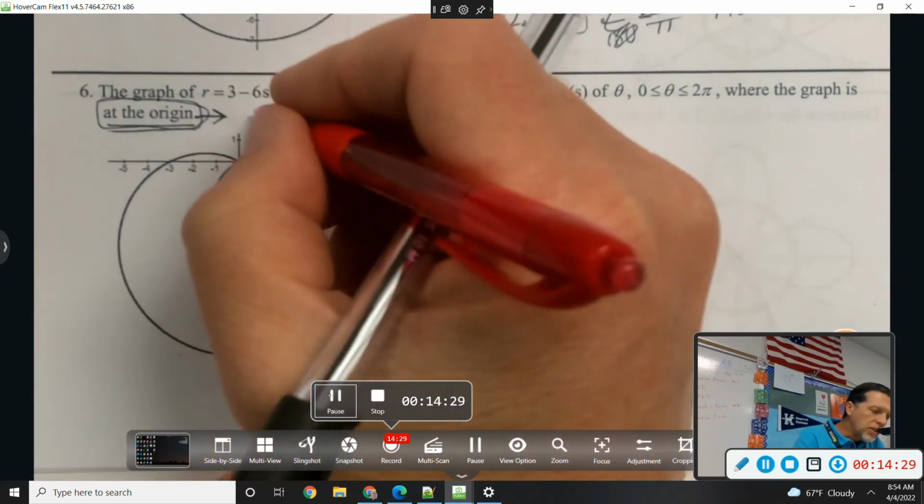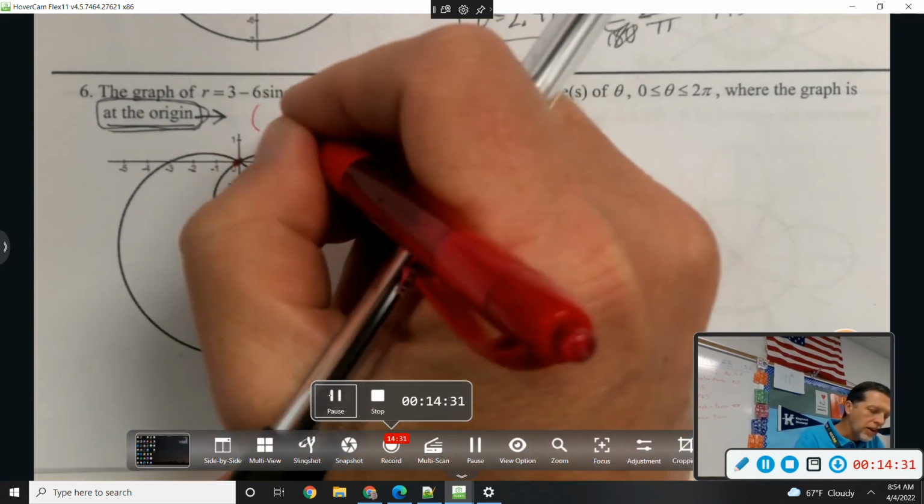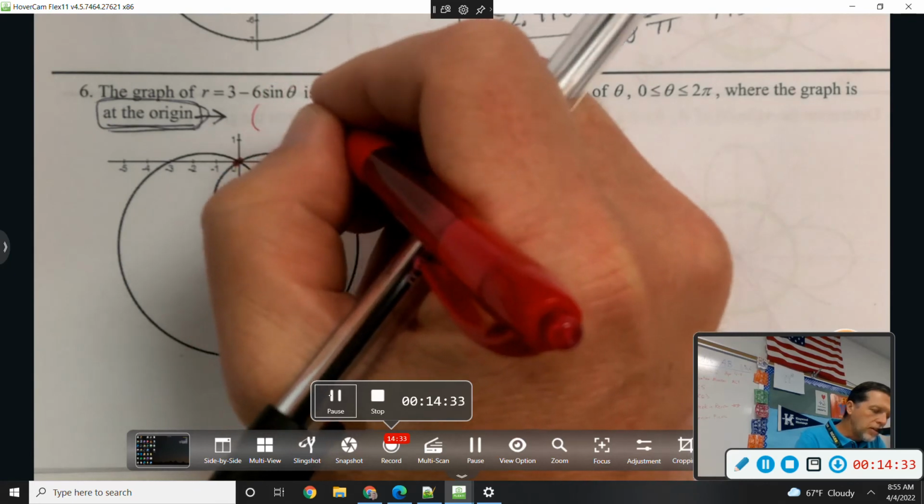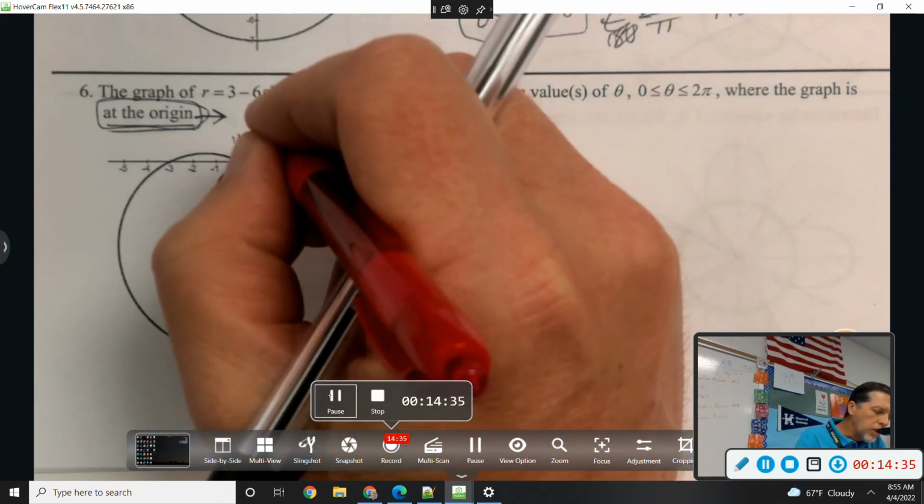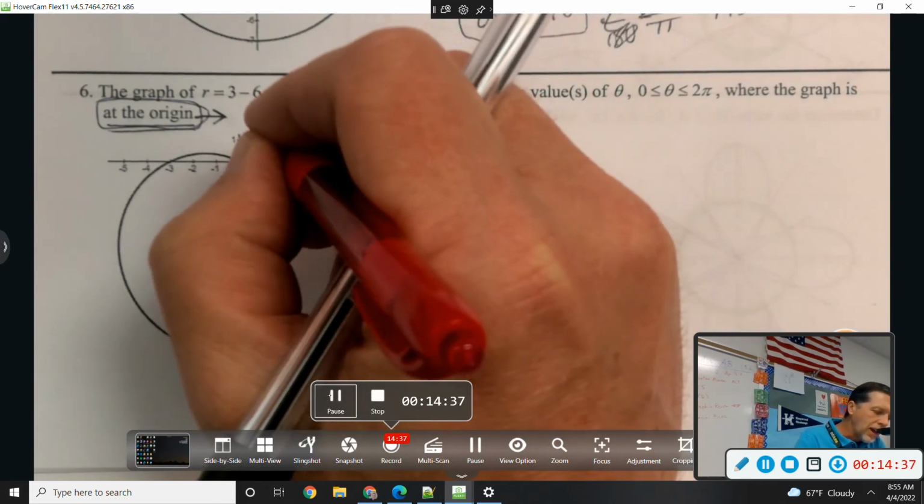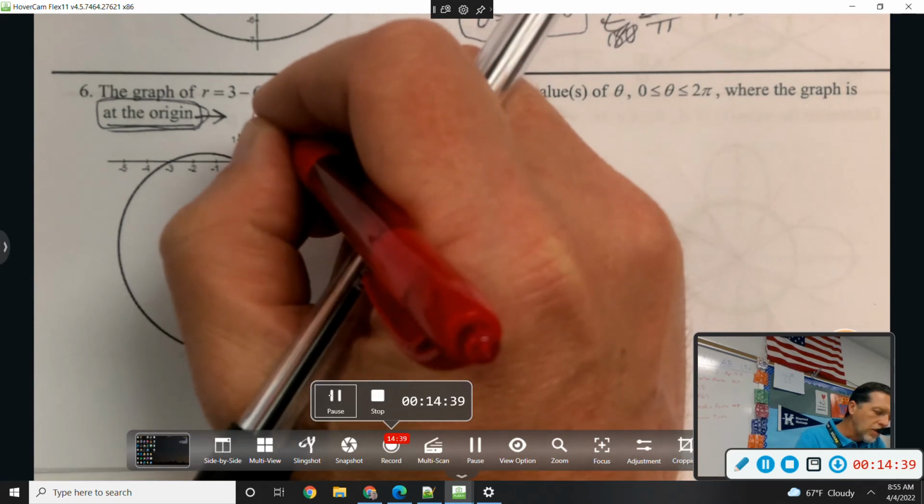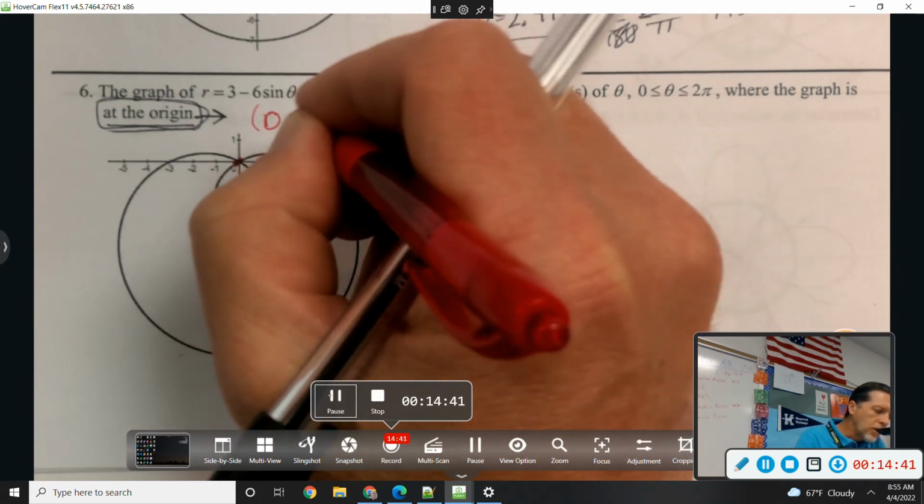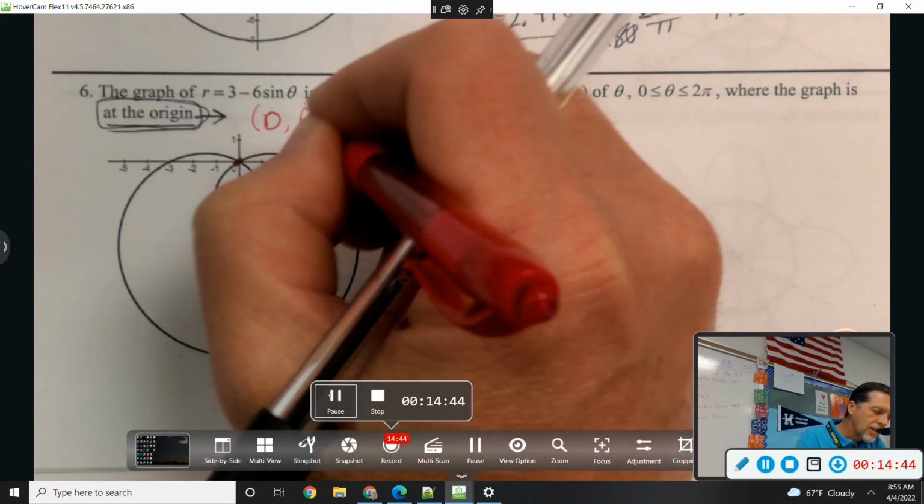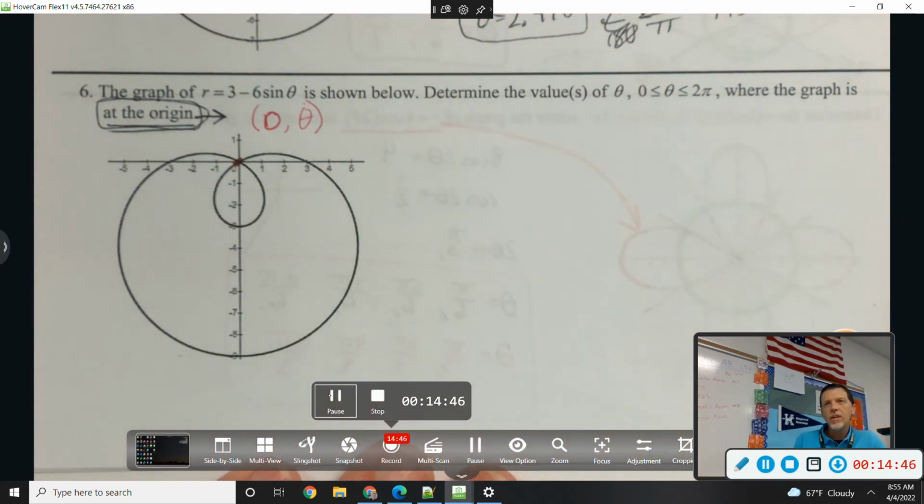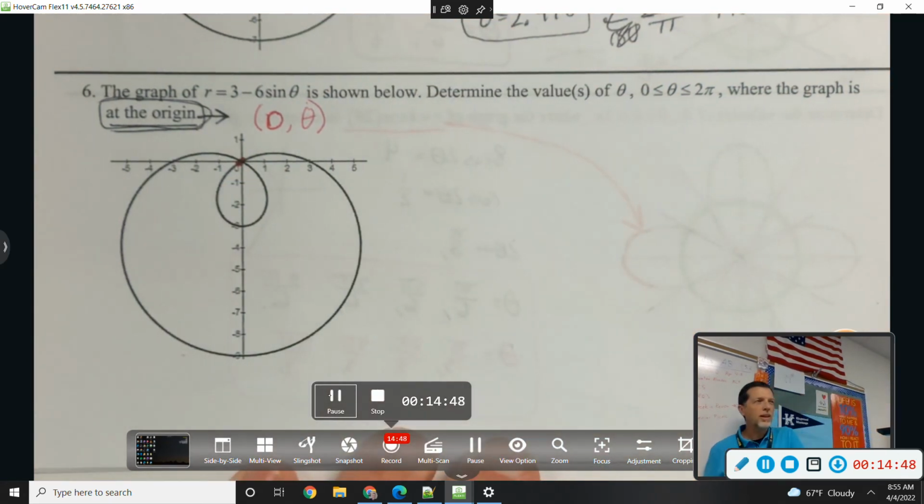What are the coordinates of the origin? Put it that way. 0, 0. Although really r could be anything. Nope, said that wrong. If r is 0, it doesn't matter what theta is. Right? If r is 0, it doesn't matter what theta is, because you haven't gone anywhere. R is 0.